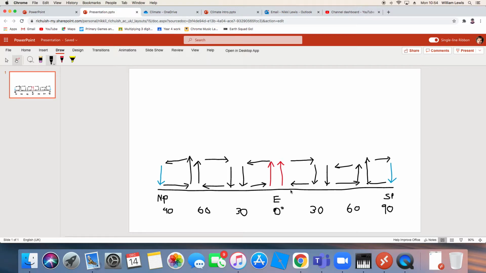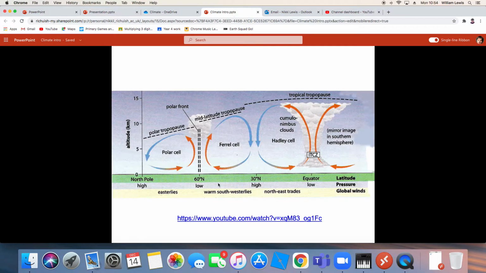So practice that a couple of times. But let's go back. That's what a finished, completed version looks like. But hopefully, once you can get your head around the basics, this then doesn't look quite so scary. Look, equator, 30, 60, 90. Hot air rises and the arrows chase each other. Okay, so that's quite good.